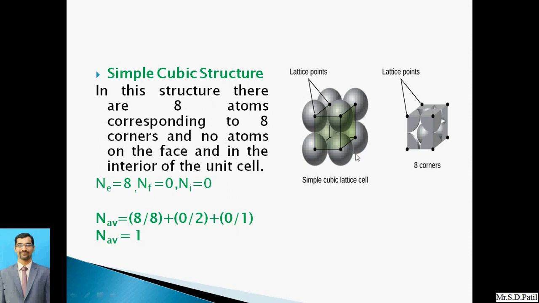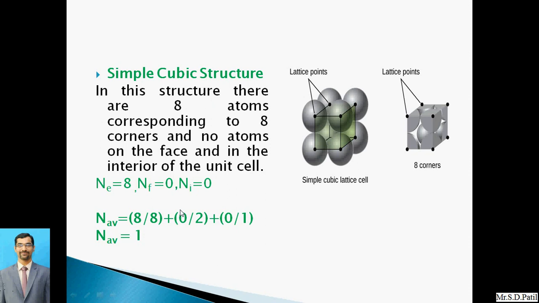So for the simple cubic structure, on the face there is no atom. And for the interior part, there will be no atom either. So when we go for the calculation, the number of atoms at the corner will be 8. The number of atoms at the face will be 0, because there is no atom on the face. The number of atoms at the interior will also be 0, because there is no atom inside.